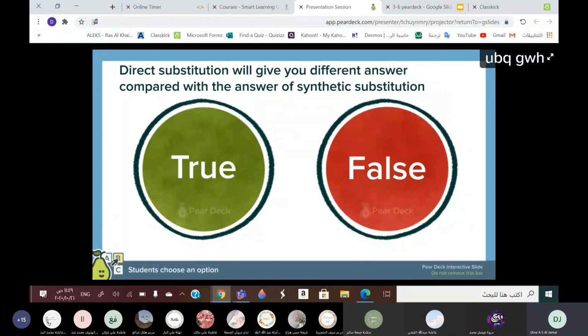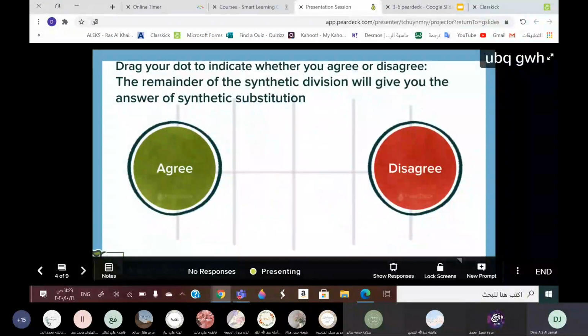So why is it false, Aisha? Because it will give us the same answer. First, we will do synthetic division, and then we will use synthetic substitution to check, and it will be the same answer. Excellent. Thank you so much, Aisha. So let's go to the other question.